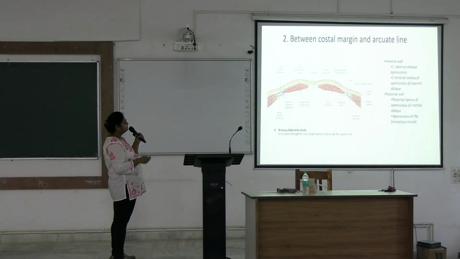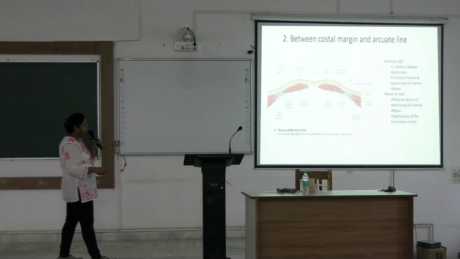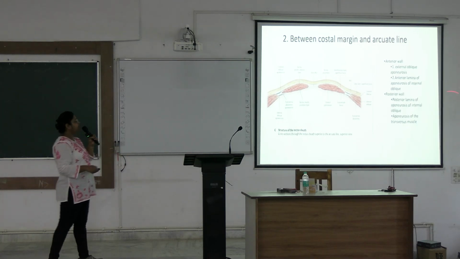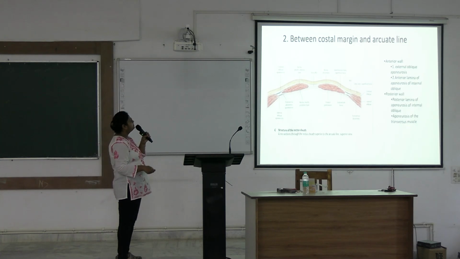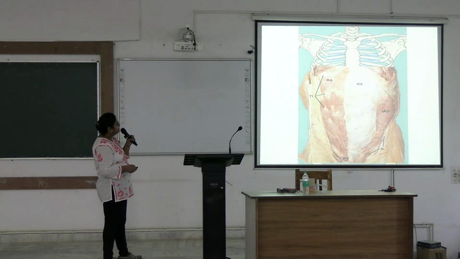and posterior wall of the rectus sheath. So, the posterior wall is formed by the posterior lamina of the aponeurosis of internal oblique and the aponeurosis of the transversus abdominis. So, this occurs between the costal margin and arcuate line, okay. See here, like this you will see in dissection.